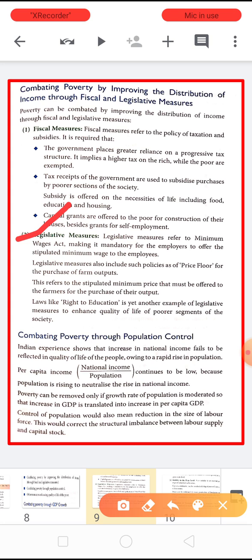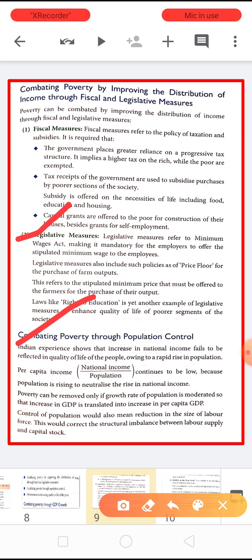of their output. And laws like the right to education are yet another example of legislative measures to enhance the quality of life of the poor segments of the society. I mean, in this measure, what we have to do is make a Minimum Wages Act, so that it makes it mandatory for the employers to offer the stipulated minimum wage to the employees.